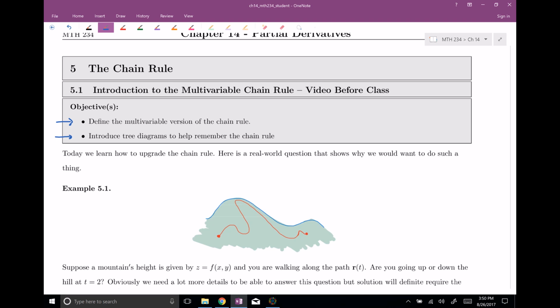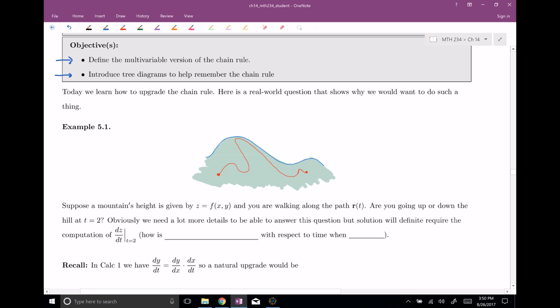Okay, so here is an example of a real world question of why you would want a chain rule for multivariable functions, right? Suppose a mountain's height is given by this function. A mountain's a nice surface, right? And we're walking along this path. So in this case, I have this nice red path here. This is my r of t. It's a position function that we're walking along. And the question is, maybe at t equals 2, at time 2, 2 minutes, 2 hours, whatever, are we going up the hill or down the hill? So if we had equations for all of these things, could we tell at the specific time, are we going up the hill or down the hill?